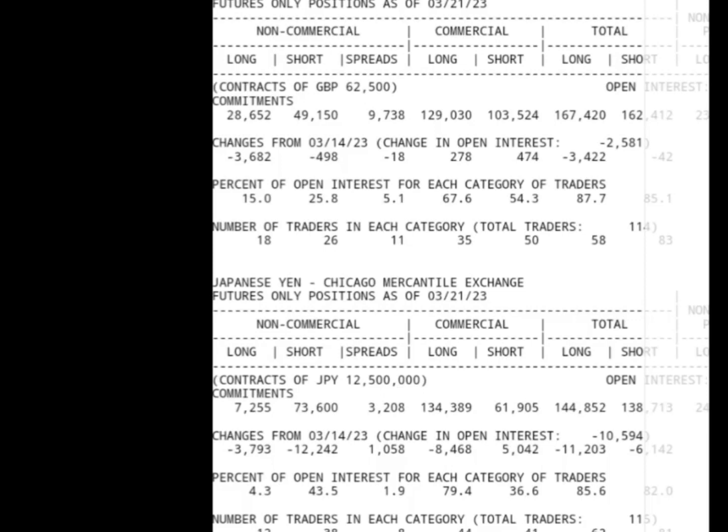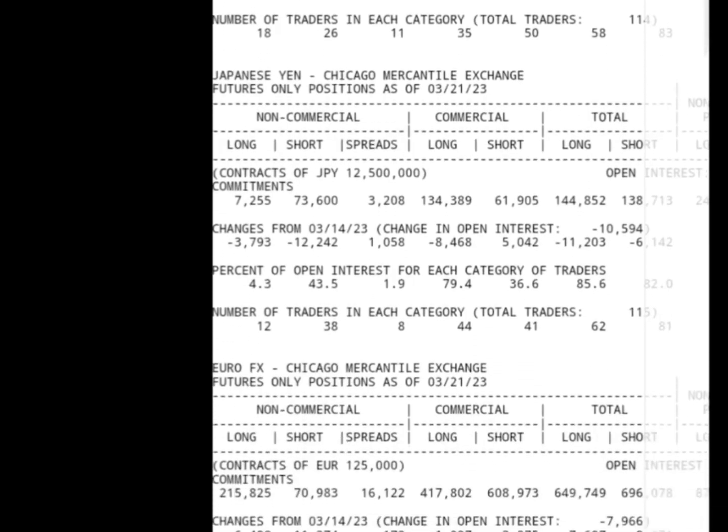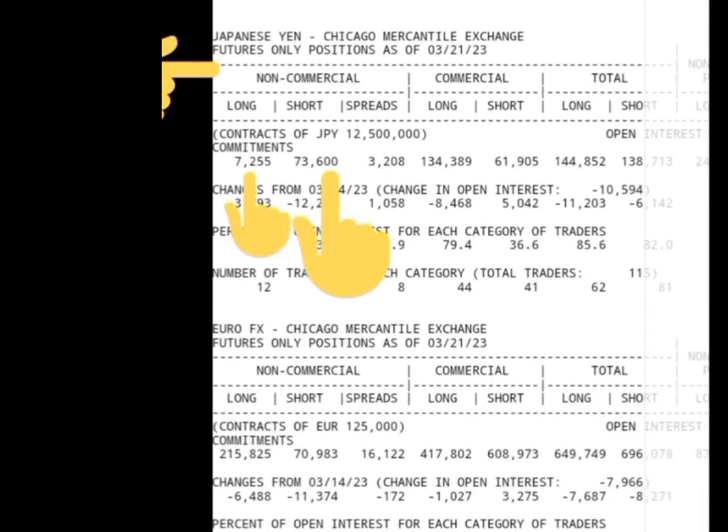So we look for another pair that is actually strong. If we look at Japanese yen now, we see that it's actually still short. 17,604 is really short.